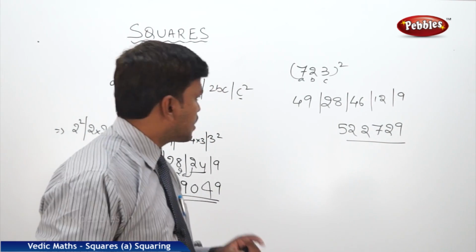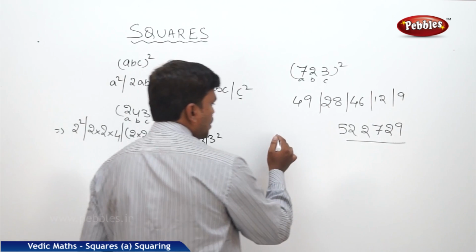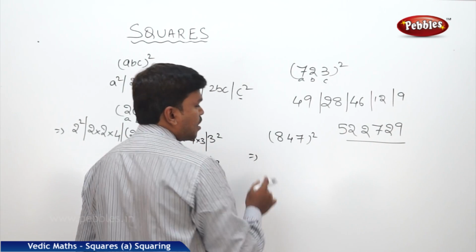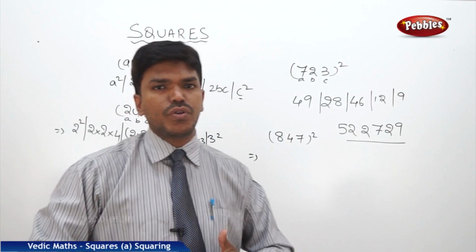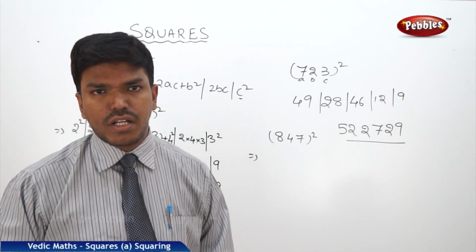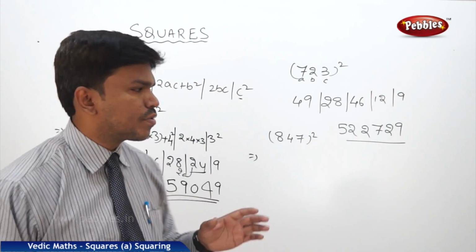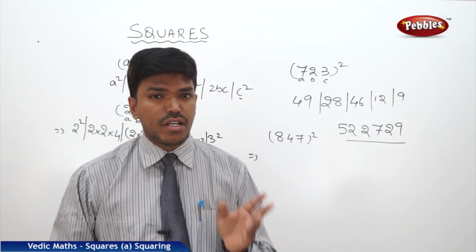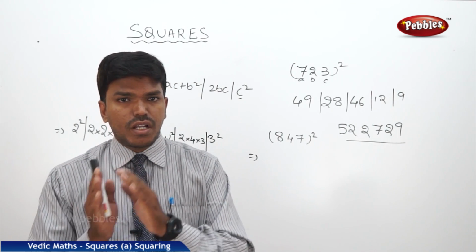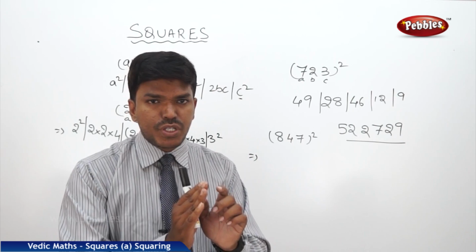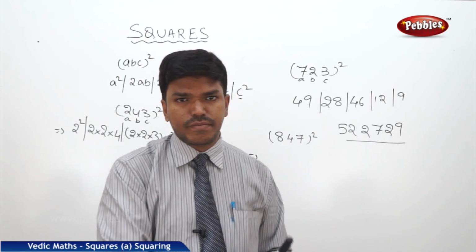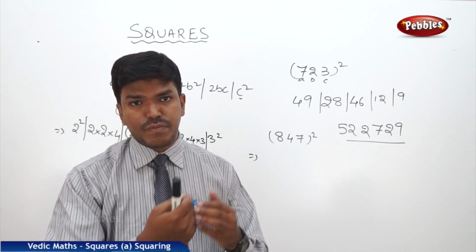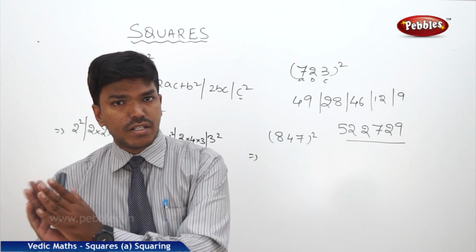And finally we will take one more example. I need 847 square. You need to remember the formula. Somehow you need to remember the formula and apply it in the triple digit square. So 847 square. What is the formula? If you start from left to right, the formula is a square, 2ab, 2ac plus b square, 2bc, c square. If you start from the right side: c square, 2bc, 2ac plus b square, 2ab, a square.